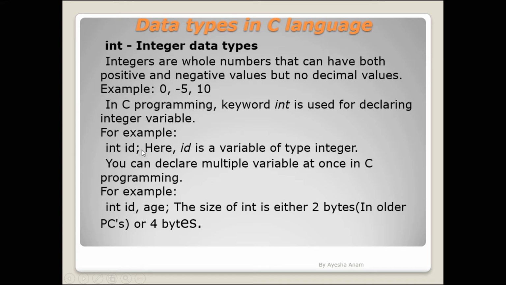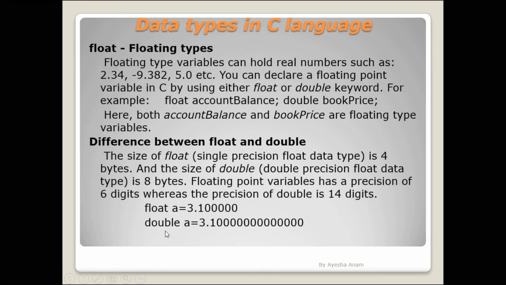Then here one example is taken, int id. Here id is the variable name of type integer. You can declare one or more variables at a time of integer type. So here another example is there, int id, age. Here the two variables of integer types are declared. The size of integer type is 2 byte in the older PCs. Like if you are using the Turbo C, it will take the 2 bytes, and if you are using the Code Blocks or Windows based software, then it will take the 4 bytes.